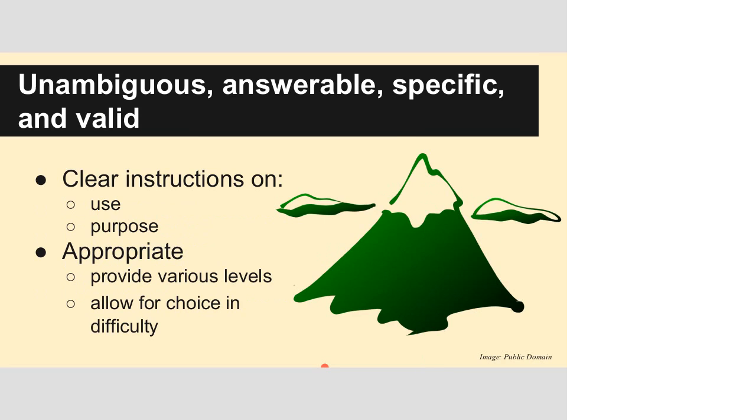It should be unambiguous, answerable, specific, and valid. For example, when I'm providing things, I need to make sure that my instructions are very clear on the use and the purpose, especially the purpose. Students are always asking, why are we doing this? And I want them to understand that there is a very purposeful reason in doing each of these things.